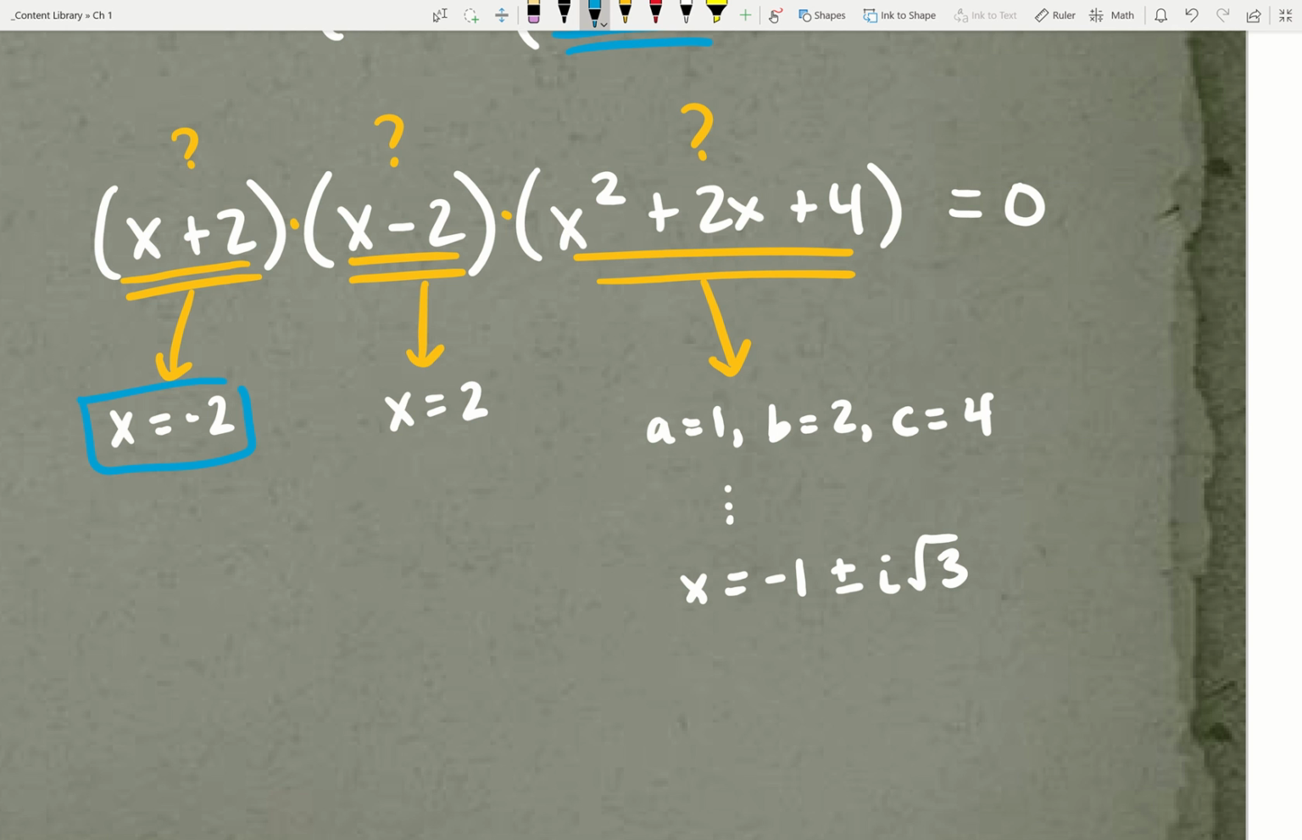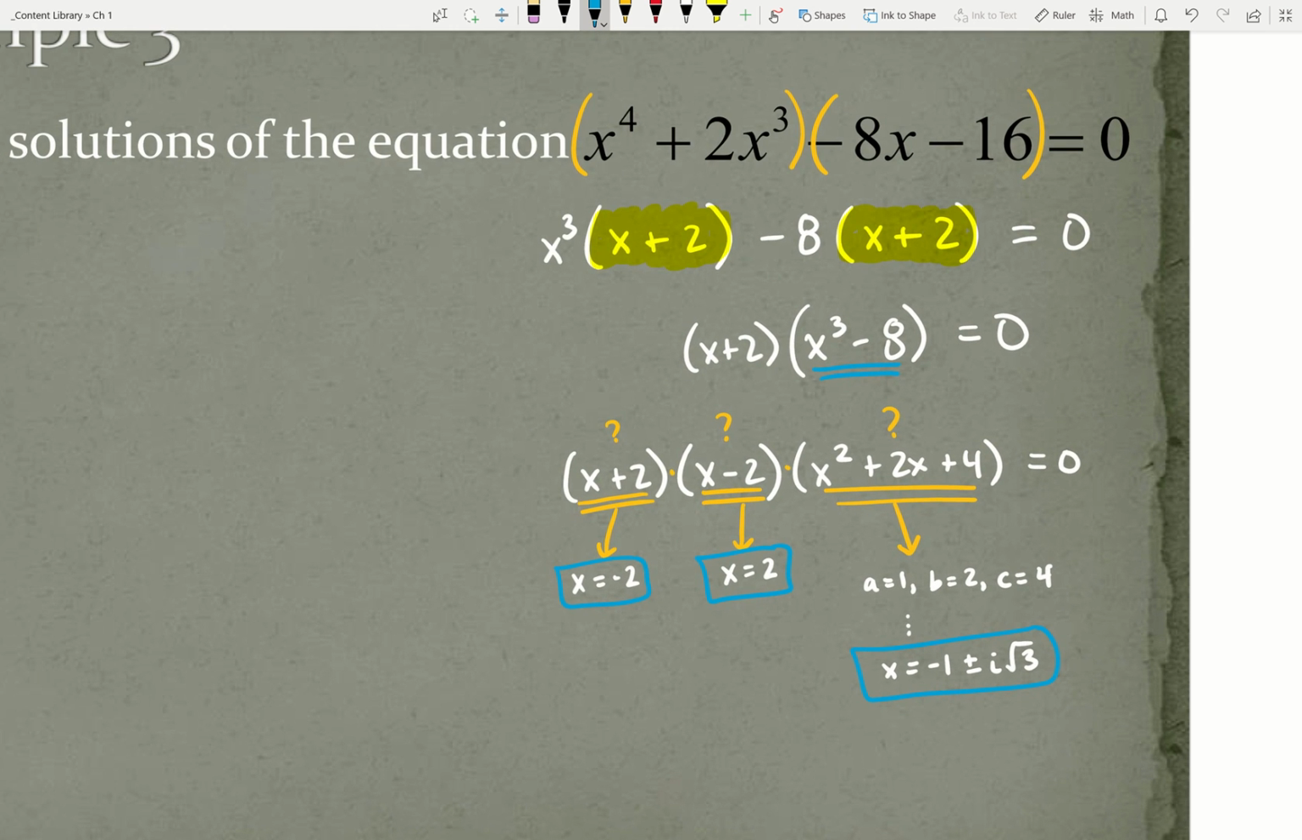And so we end up with 4 solutions here, 2 of which are real numbers and 2 of which are complex numbers. So if you guys are needing help on your quadratic formula or your factoring, always feel free to come see me.